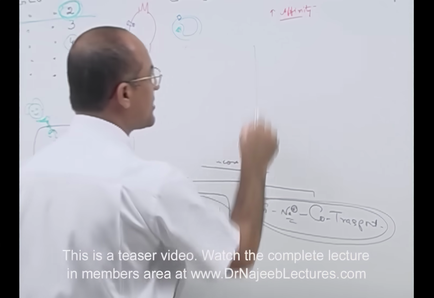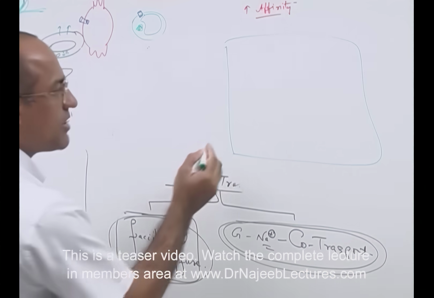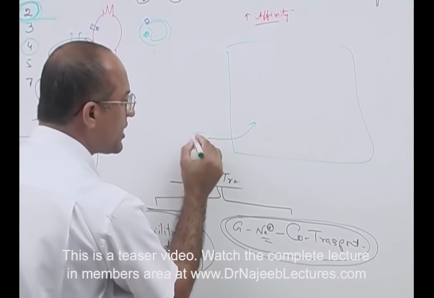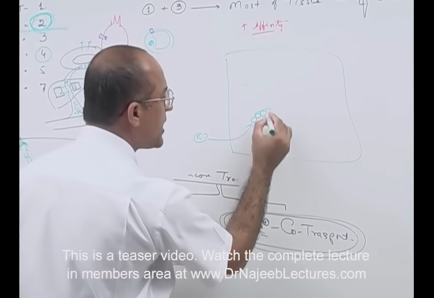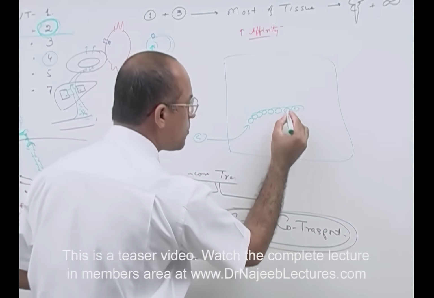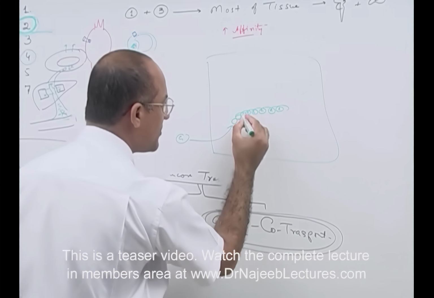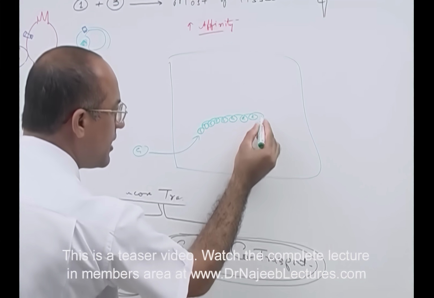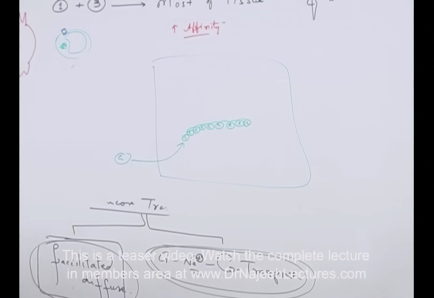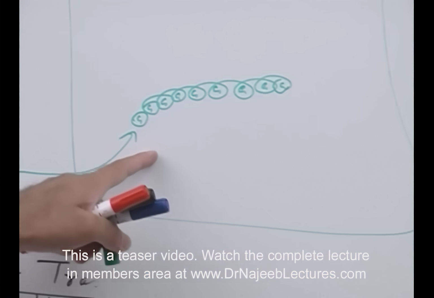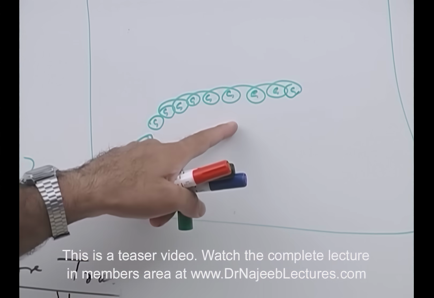Let's suppose here is a liver cell. When blood glucose level is high, glucose will enter into this cell and this cell will make the polymers of glucose. And these polymers of glucose are called glycogen. So liver cells can take up the glucose and convert it into glycogen.